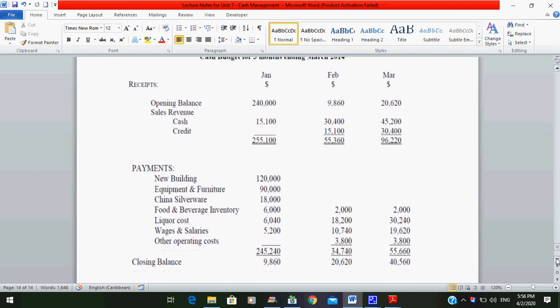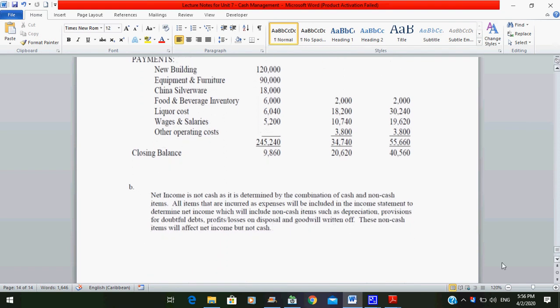Thank you very much. For B now, net income is not cash, as it is determined by the combination of what? Cash and non-cash items. All items that are incurred as expenses will be included in the income statement to determine net income, which will include non-cash items such as depreciation, provision for doubtful debts, profits and losses on disposal, and goodwill written off. These non-cash items will affect net income, but not cash.